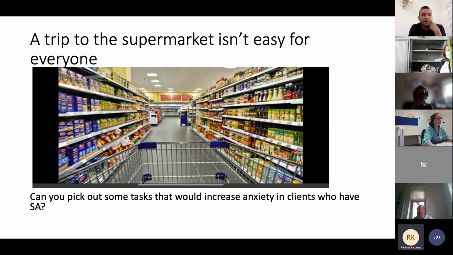So if you look at the supermarket, the question here is, can you pick out some tasks that would increase anxiety in clients who have social anxiety? I've heard numerous different stories of people who use certain things, such as having a phone in their hand, because if I go into the shop with a phone in my hand, that means I'm less likely to be accused of stealing something. This is a person who went in with their phone, with the belief that the phone kept them safe rather than themselves, so that there wasn't anything to worry about in the first place.